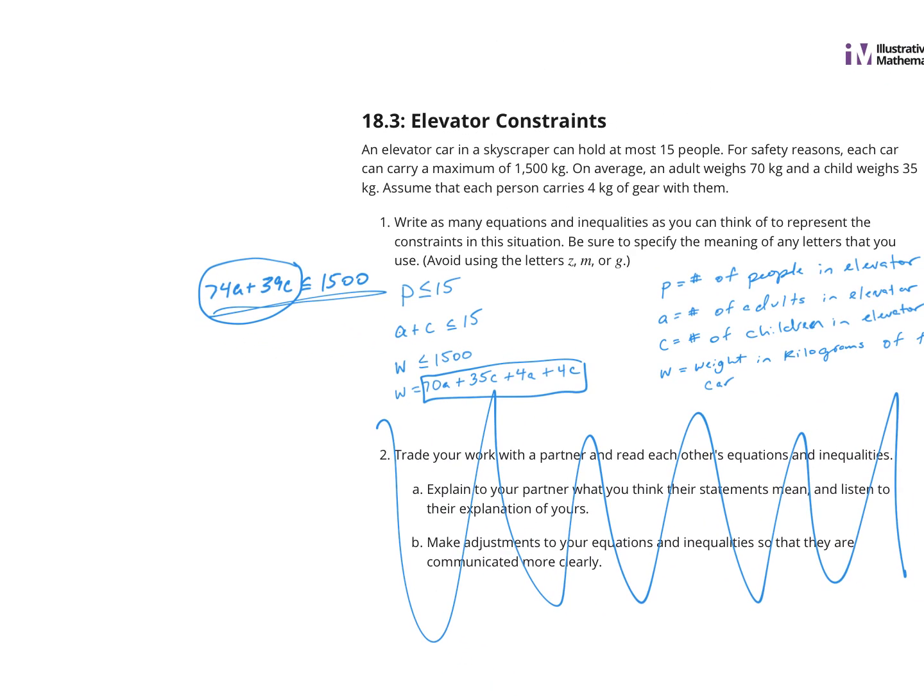So when it comes to working with inequalities, there are some advantages and disadvantages for representing constraints as inequalities. Some advantages might be that compared to the written word, inequalities are simpler and a quicker way to describe what's happening. So instead of saying the weight of the elevator car can be no more than 1,500 pounds, we would just write W is less than or equal to 1,500. The number of people in an elevator car can be no more than 15. We just write that as P is less than or equal to 15.